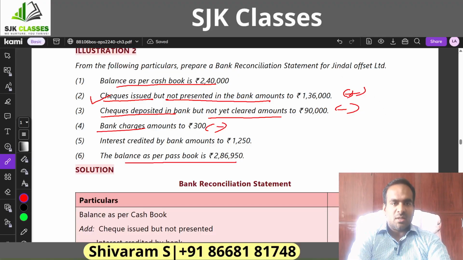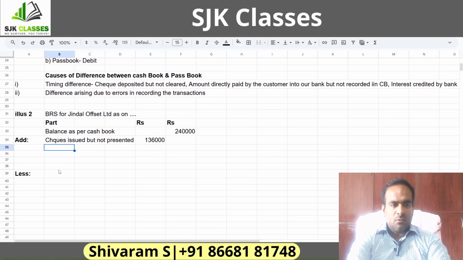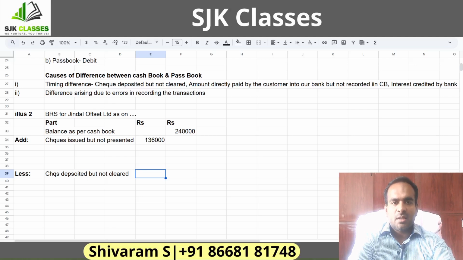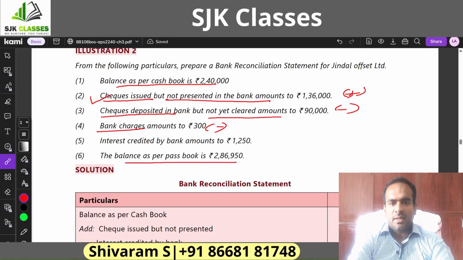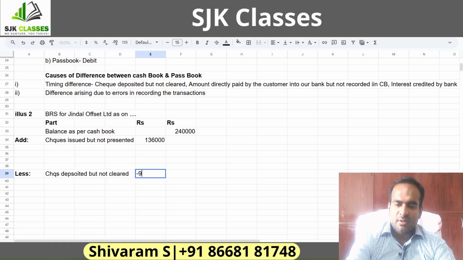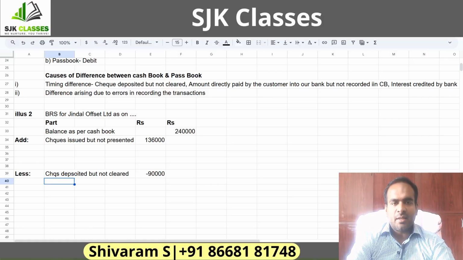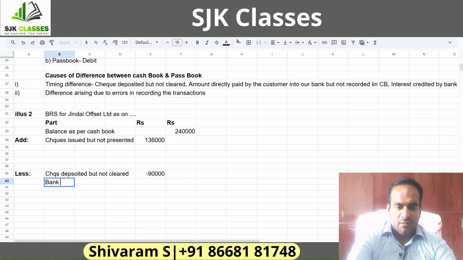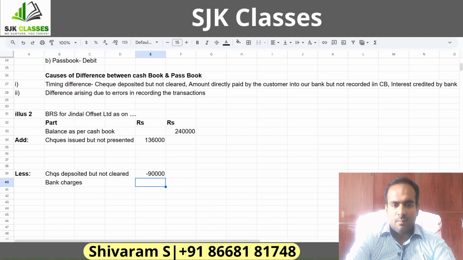Now let's go for this answer key. For point number three, checks deposited but not cleared. Answer is yes, no. So come to the less column. What you should do here now? Checks deposited but not cleared. What is the amount? 90,000. So give a reduction of 90 here. And for the next point, bank charges, the amount is 300, right? So here at a point, bank charges minus 300.